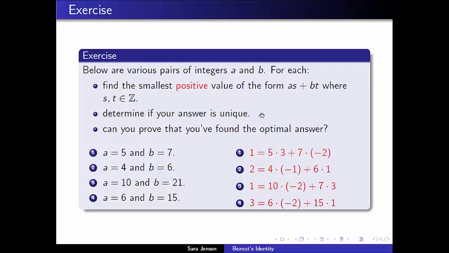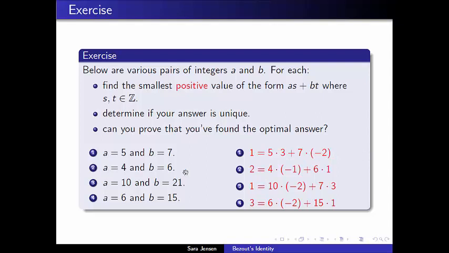In terms of if my answer is unique here, absolutely not. You quite possibly have a different example on your sheet of paper. Another example that I can come up with right off the top of my head would be 7 times 3 plus 5 times negative 4, and that would also get me an answer of 1. So your answer should be 1 here, but the s and the t values you found might be different.